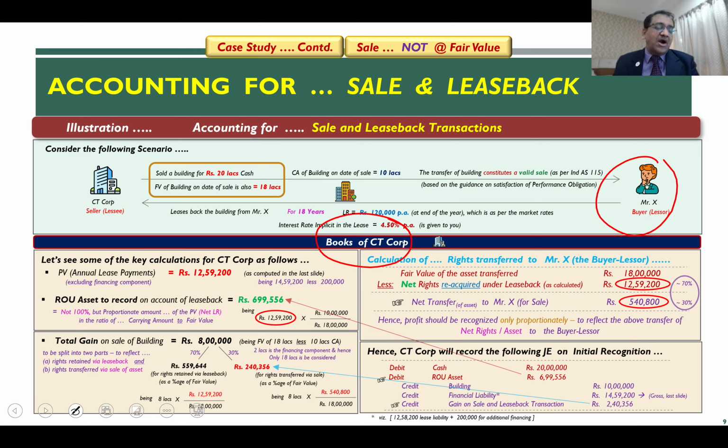But what about the counterparty? How will they do the accounting? Let us see how Mr. X will do the accounting on the next slide.